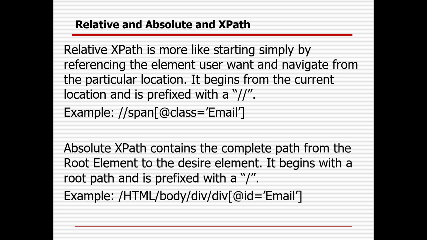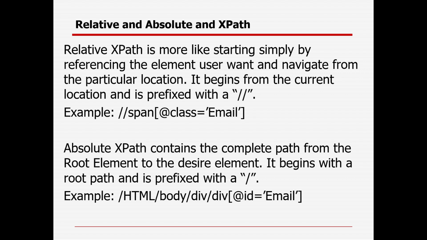Relative XPath starts simply by referencing the element the user wants and navigating from that particular location. It begins from the current location and is prefixed by a double slash. So it will be double slash, then your input tag name, then square bracket, @ attribute equal to, within quotes the attribute value, and we need to end with a square bracket.